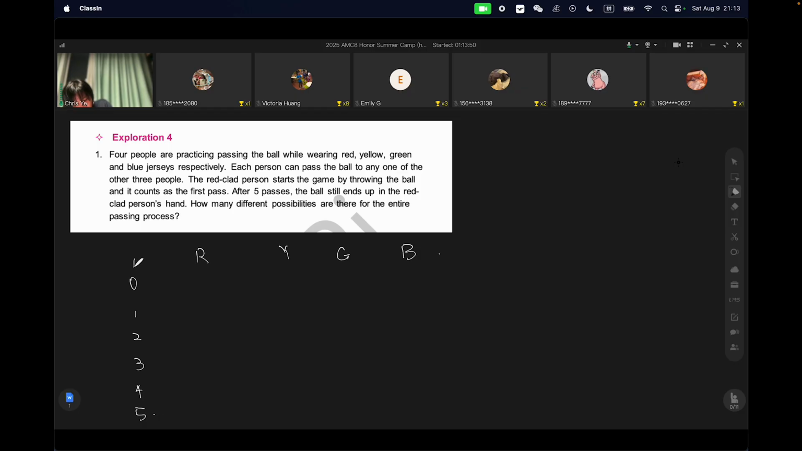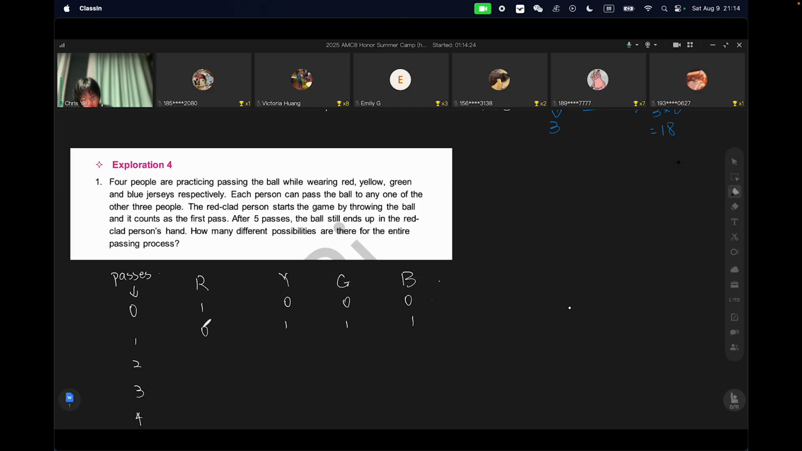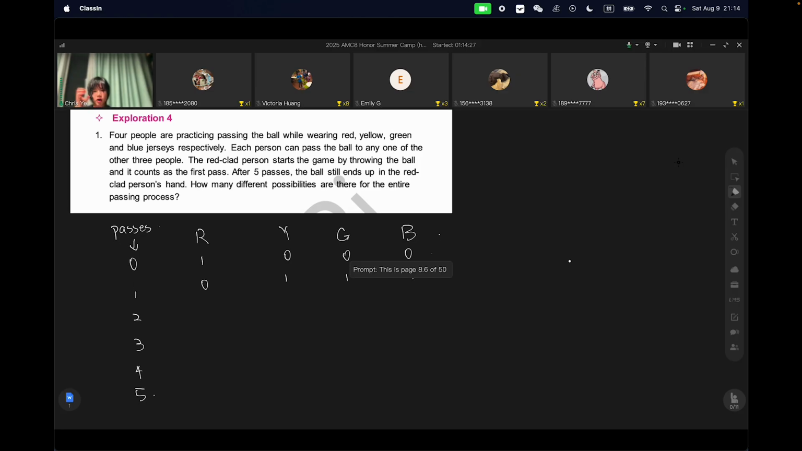So this is the number of passes. When there are 0 passes, red has the ball. So we're going to mark it like this to show that red has had the ball once and the others have never had the ball before, so they are 0. The first pass means that the other 3 people all have 1 chance of getting the ball, because red has to pass it on to them. Therefore, now red does not have the ball, so it's going to be 0, because there's 0 possibility that the red person still has the ball.